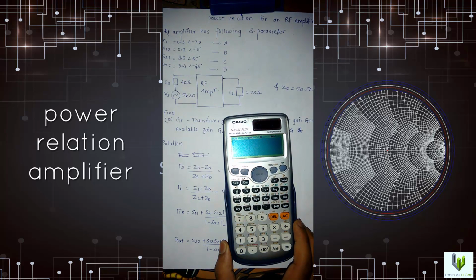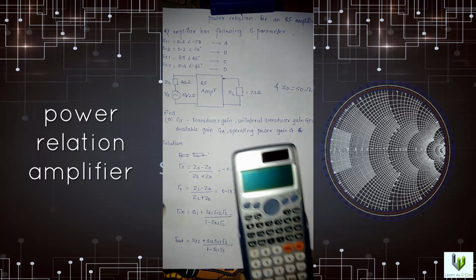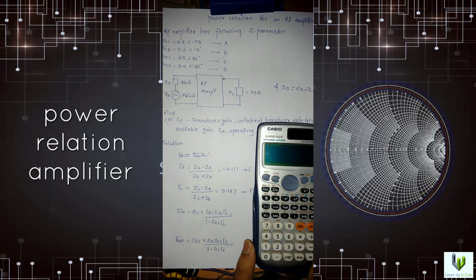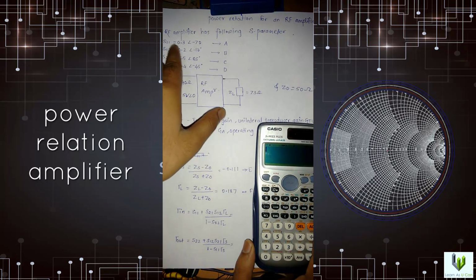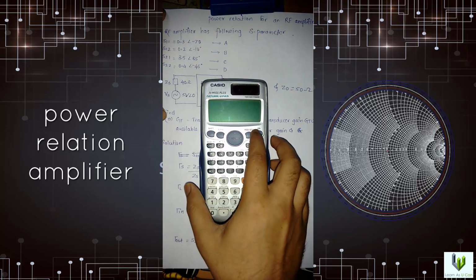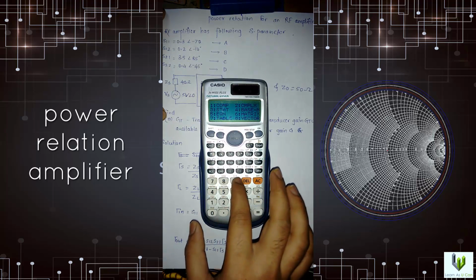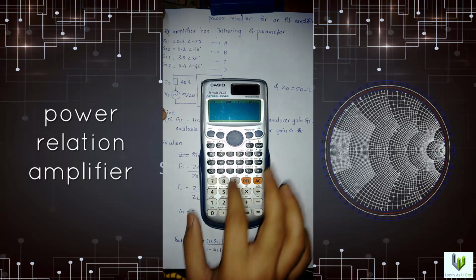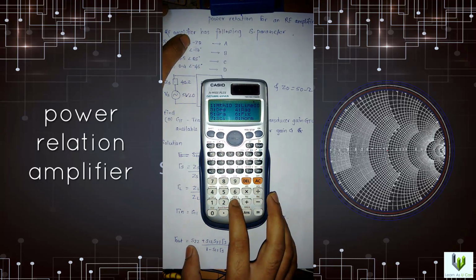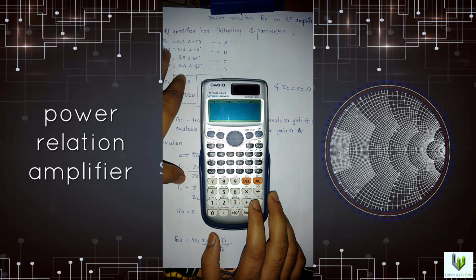So what we have to do now is calculate these gains, and these calculations are very tedious, so we have to use one trick here. For that, assume S11, S12, S21, S22 as A, B, C and D. Now go to the calculator mode setup, select complex mode, then select shift mode, angle is in degree, so I have used that degree mode.